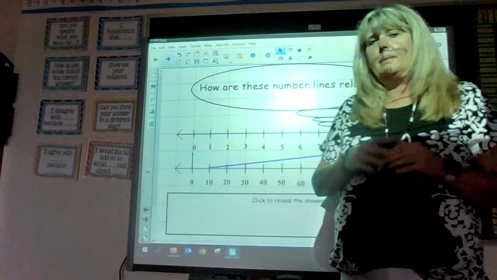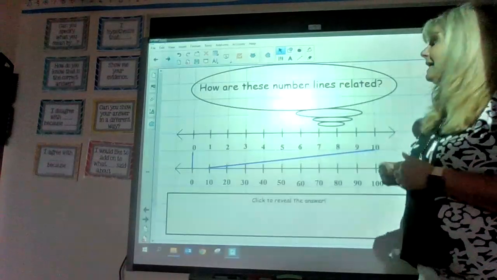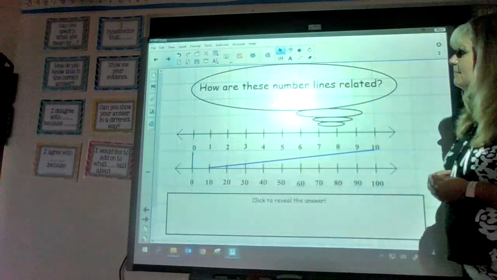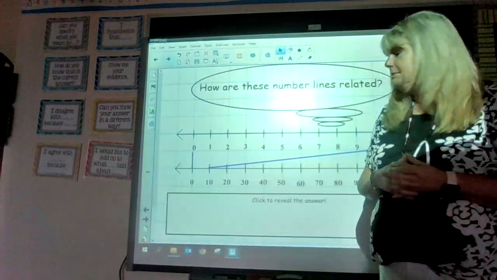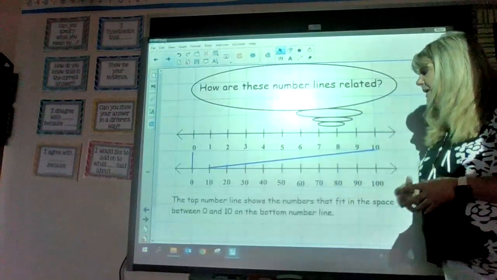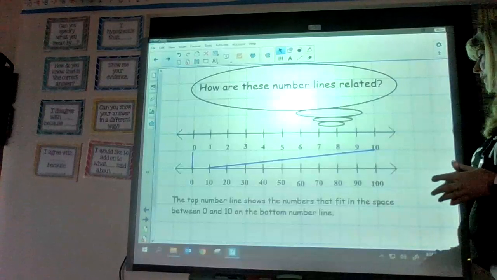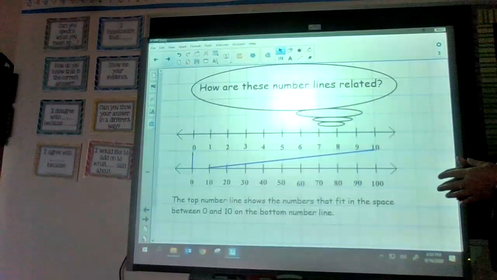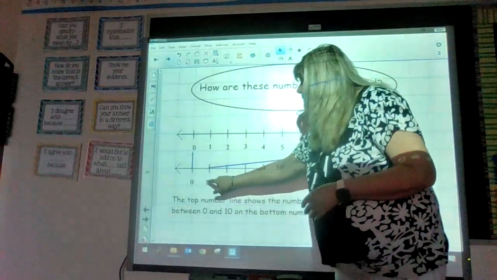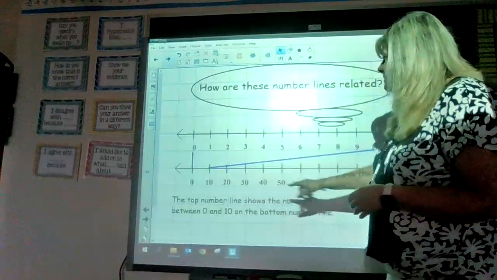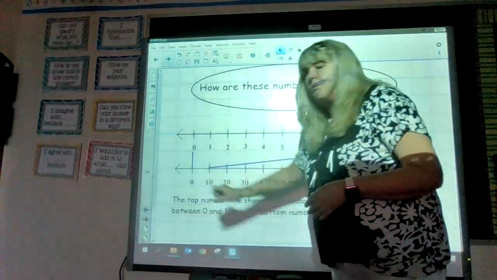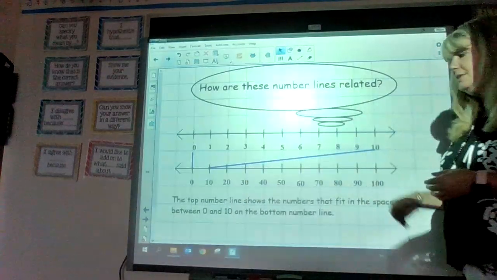Okay, you're at home, stop the video, think about that question. If you're in the classroom, again, put those thoughts in your head, and let's think about how are these number lines related. Okay, well, let's see what they have as the answer. The top number line shows the number that fits in the space between 0 and 10 on the bottom number line. In other words, right down here between 0 and 10, this top number line fits there. 1, 2, 3, 4, 5, 6, 7, 8, 9 would fit right there. So that's how those number lines are related.